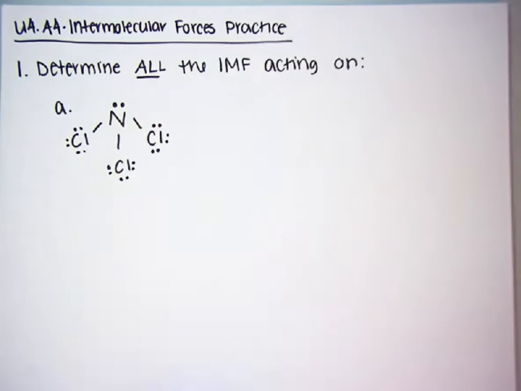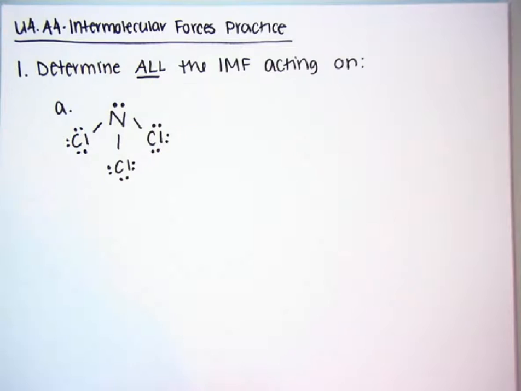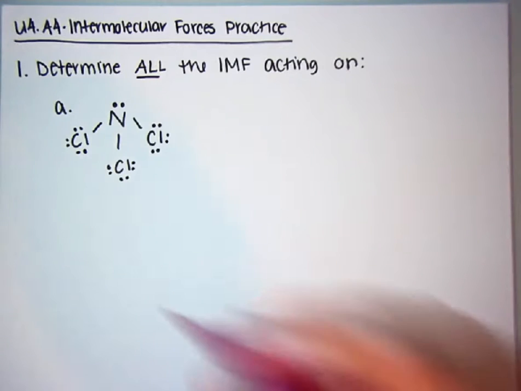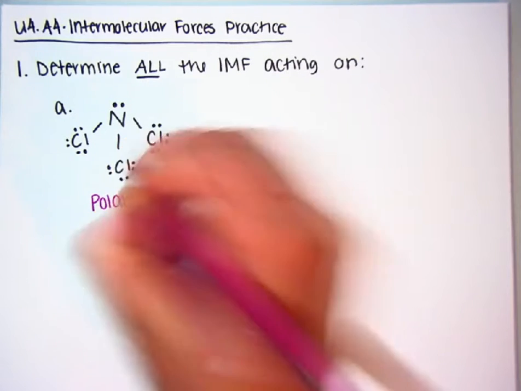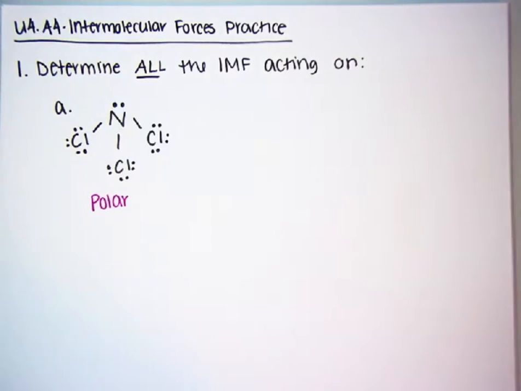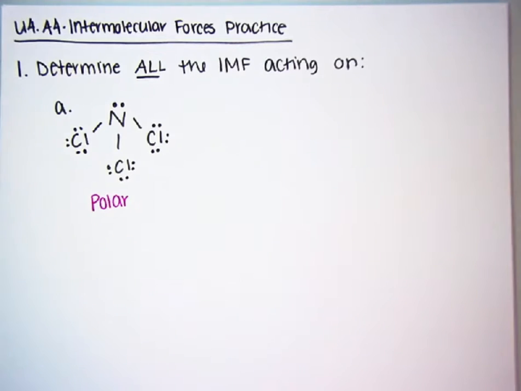So the first thing that you want to do, how we want to approach this problem, first thing is to look at it and figure out if it is polar or nonpolar. And this is going to be a polar molecule. That lone pair of electrons and our geometry, trigonal pyramidal, is going to make this a polar molecule.